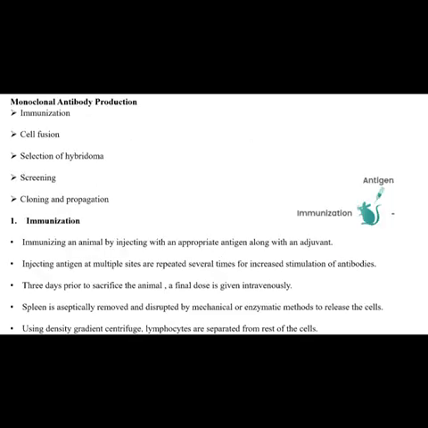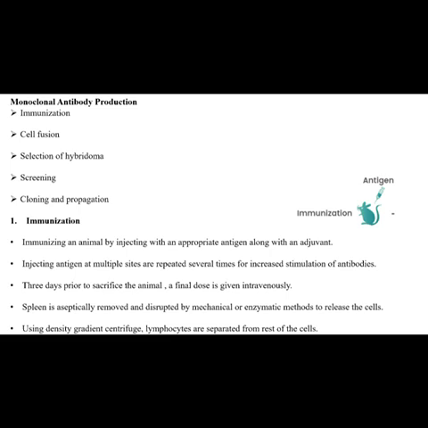Monoclonal antibody production undergoes a procedure that includes immunization, cell fusion, selection of hybridoma, screening, cloning and propagation. For immunization, we immunize an animal, specifically a mouse, by injecting it with an appropriate antigen along with an adjuvant. The antigen is injected at multiple sites or repeated several times to increase stimulation of antibodies.